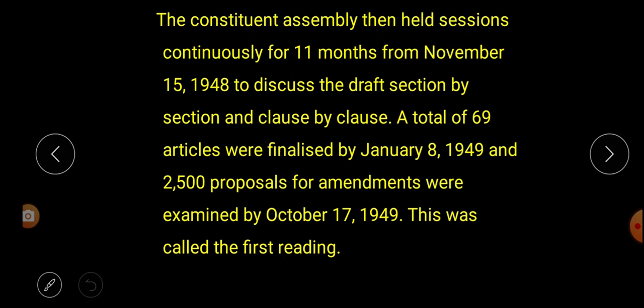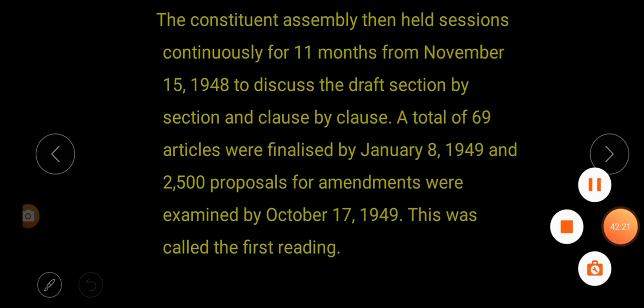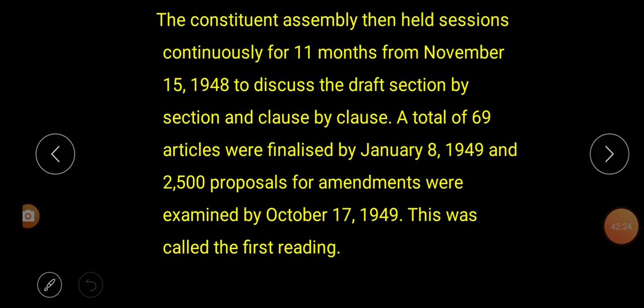So in this paragraph we learn that to discuss the draft section by section and clause by clause, the Constituent Assembly held sessions continuously for 11 months. Next, a total of 69 articles were finalized on January 8, 1949. Thereafter, there were 2,500 proposals for amendments. They were examined by October 17, 1949, and this was called the first reading.